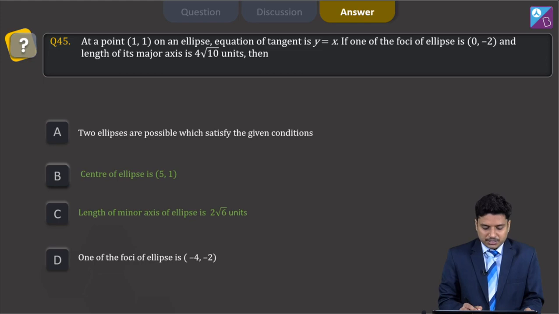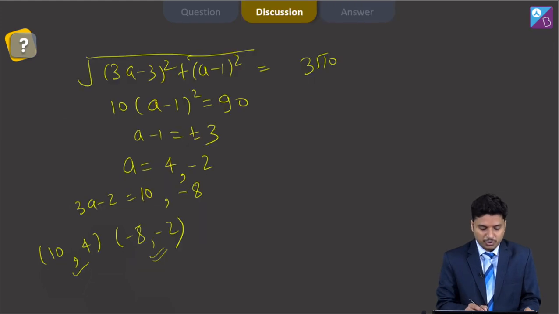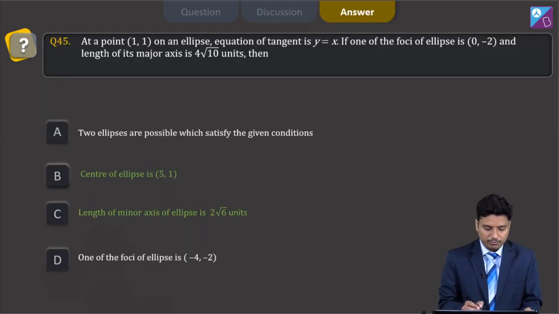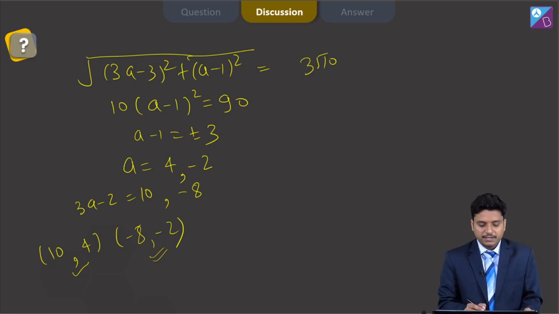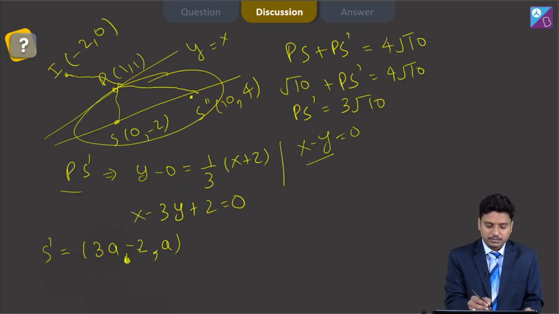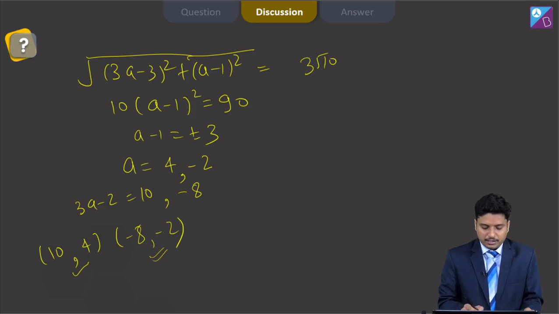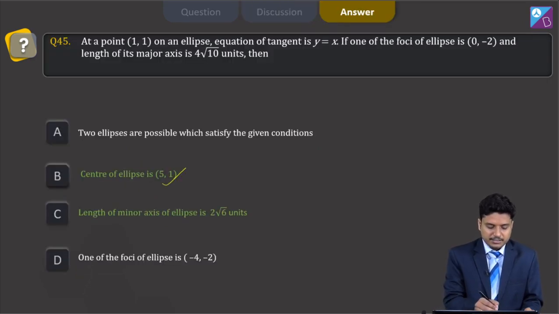So what are the options now given? Two ellipses are possible. That is wrong, because the (minus 8, minus 2) combination will not work. So only one ellipse will be possible, which will be having its foci as (0, minus 2) and (10, 4). So the A option and D option both are actually wrong. Center for the ellipse is actually the midpoint of these two foci, (10, 4) and (0, minus 2). So the midpoint will be (5, 1). So (5, 1) should be the center. That means this option is correct.